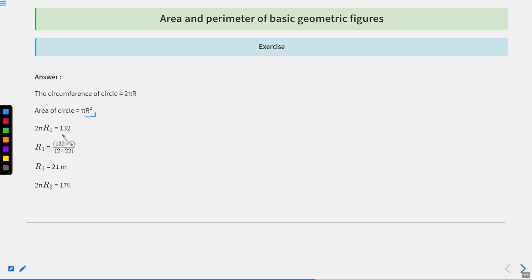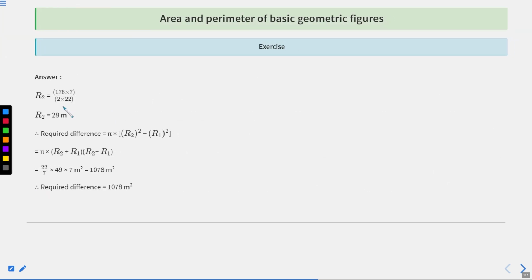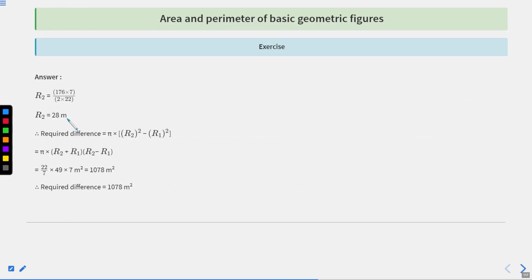So 2 pi r1 equal to 132. So r1 will be 132 times 7 upon 2 times 22. So that is r1 equal to 21 meters. The same thing we are going to do for r2. 2 pi r2 is equal to 176, and r2 equals 176 into 7 upon 2 times 22, so r2 equals 28 meters. So the radius of the first circle is 21, and the length of the radius of the second circle is 28 meters.